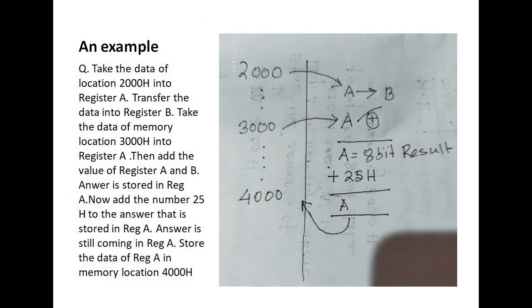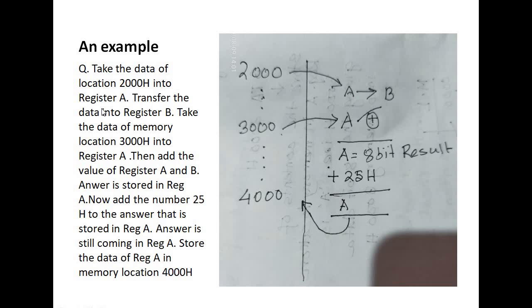Okay, now let us take an example of a program. Whatever we have done up till now, you will get it clear by this programming. What I have given in the question: take the data of location 2000H into register A. That is, whatever data was there in memory location 2000H, first you have to load the data into register A.